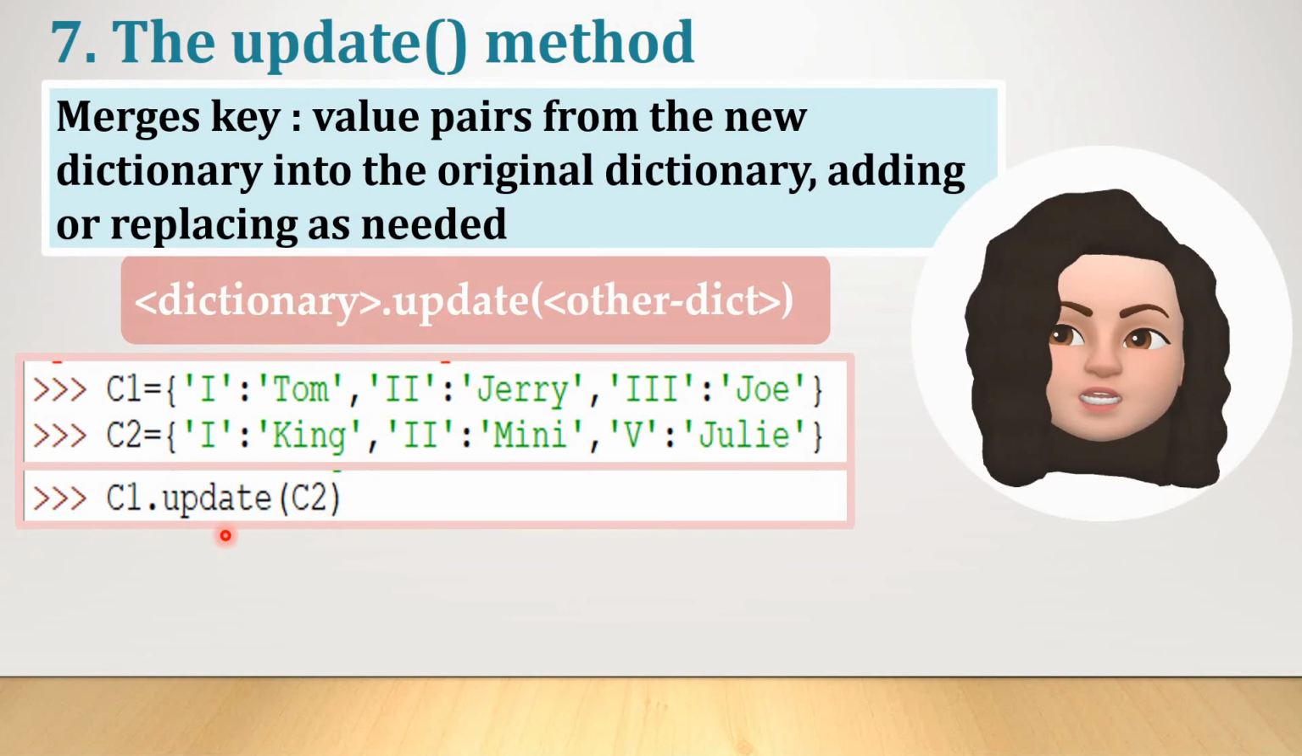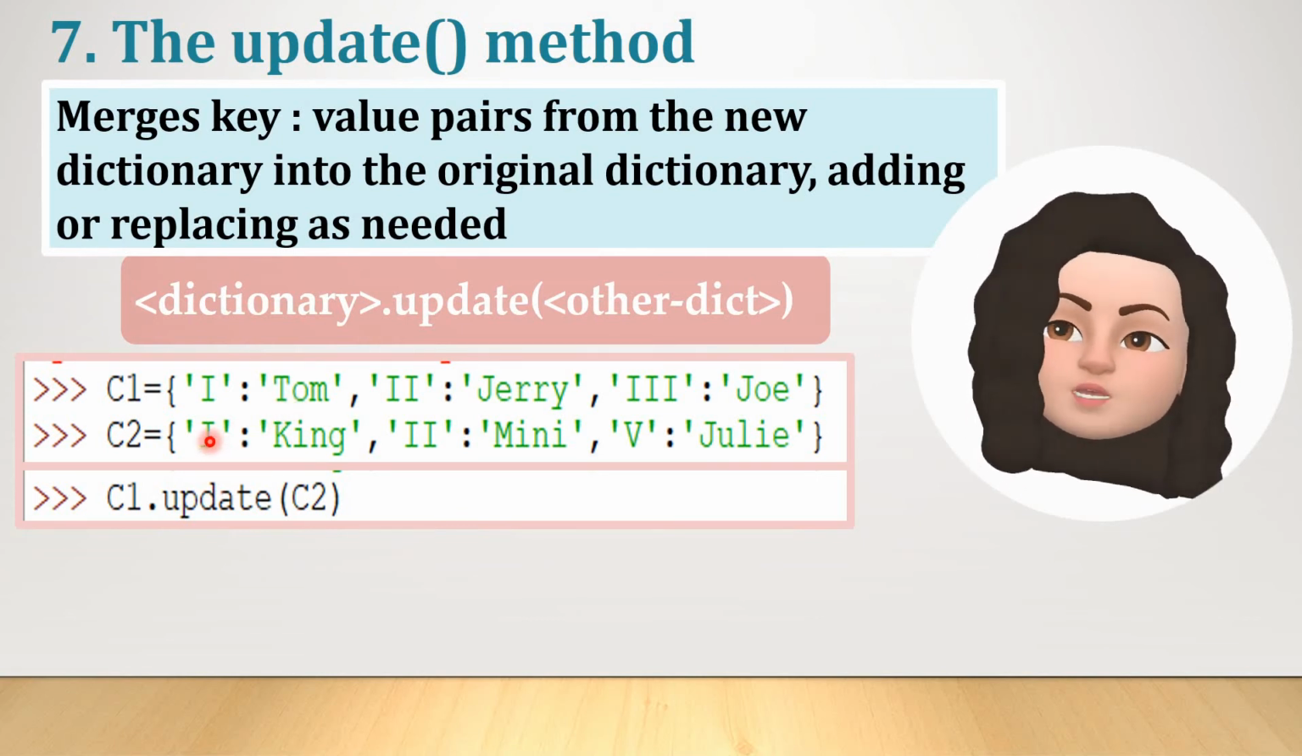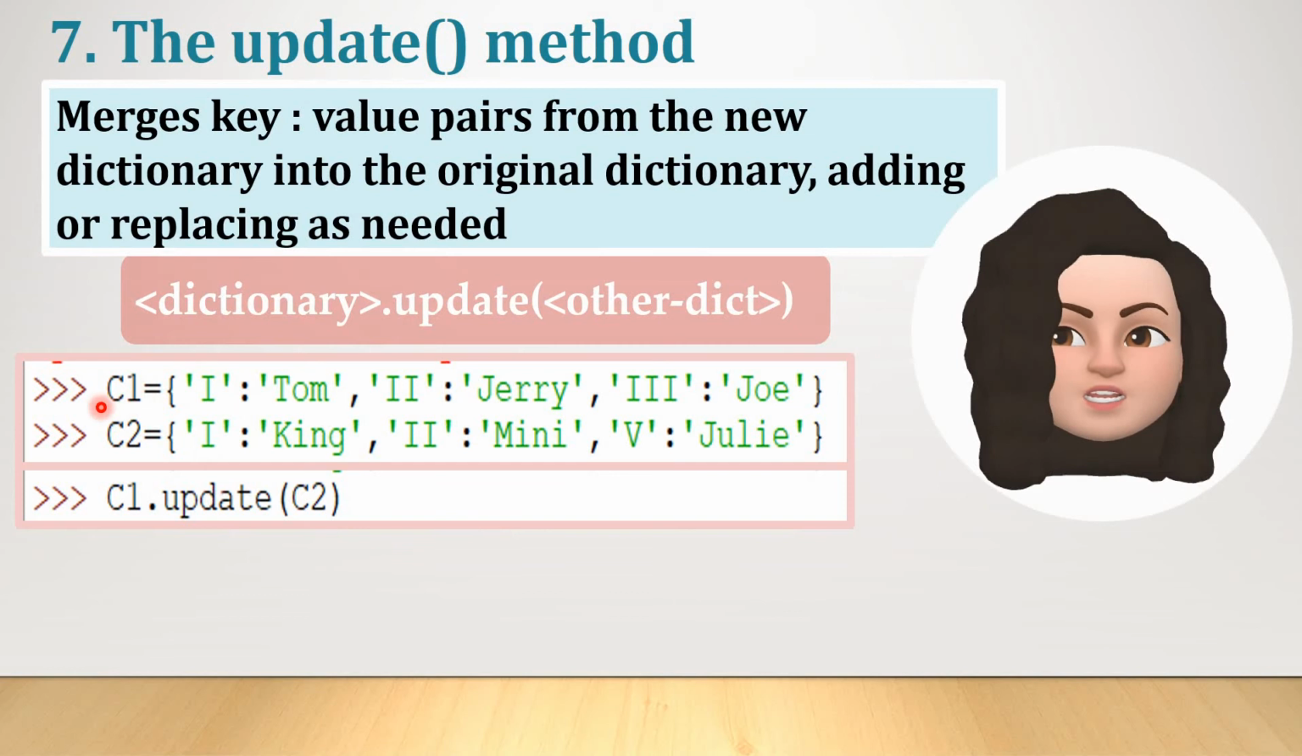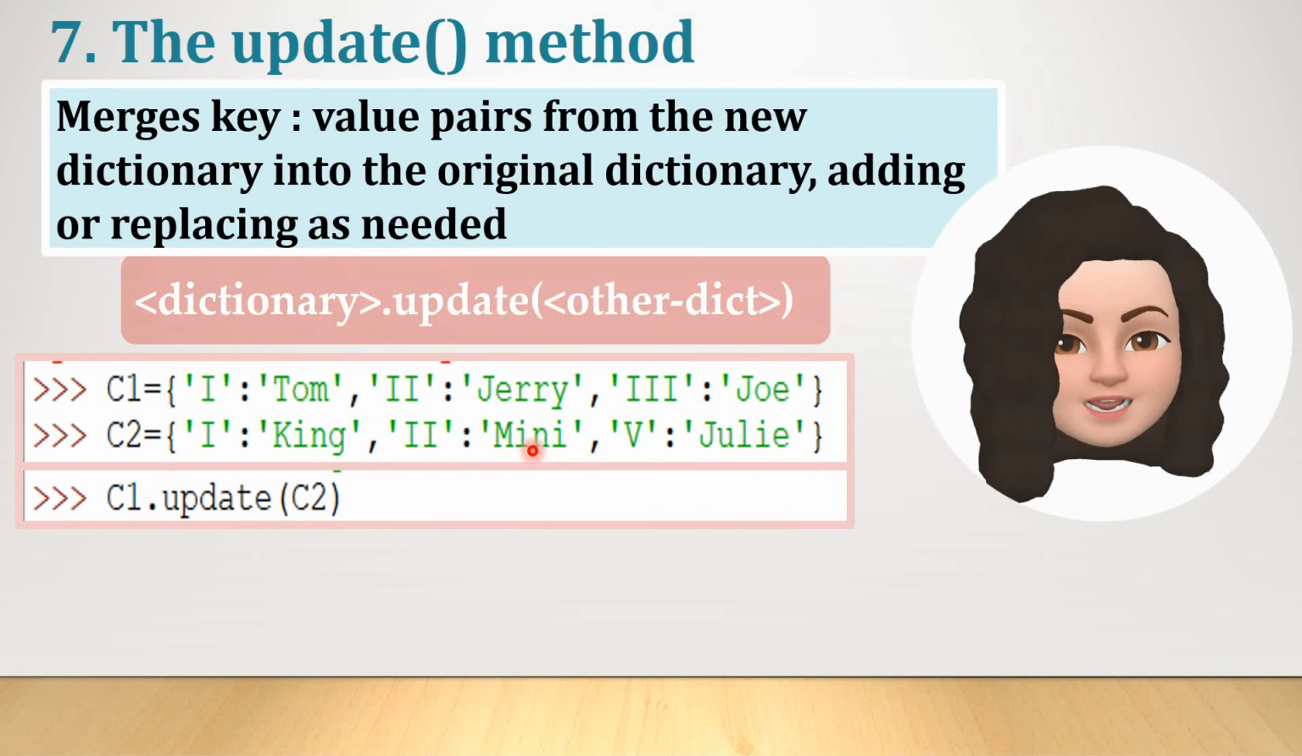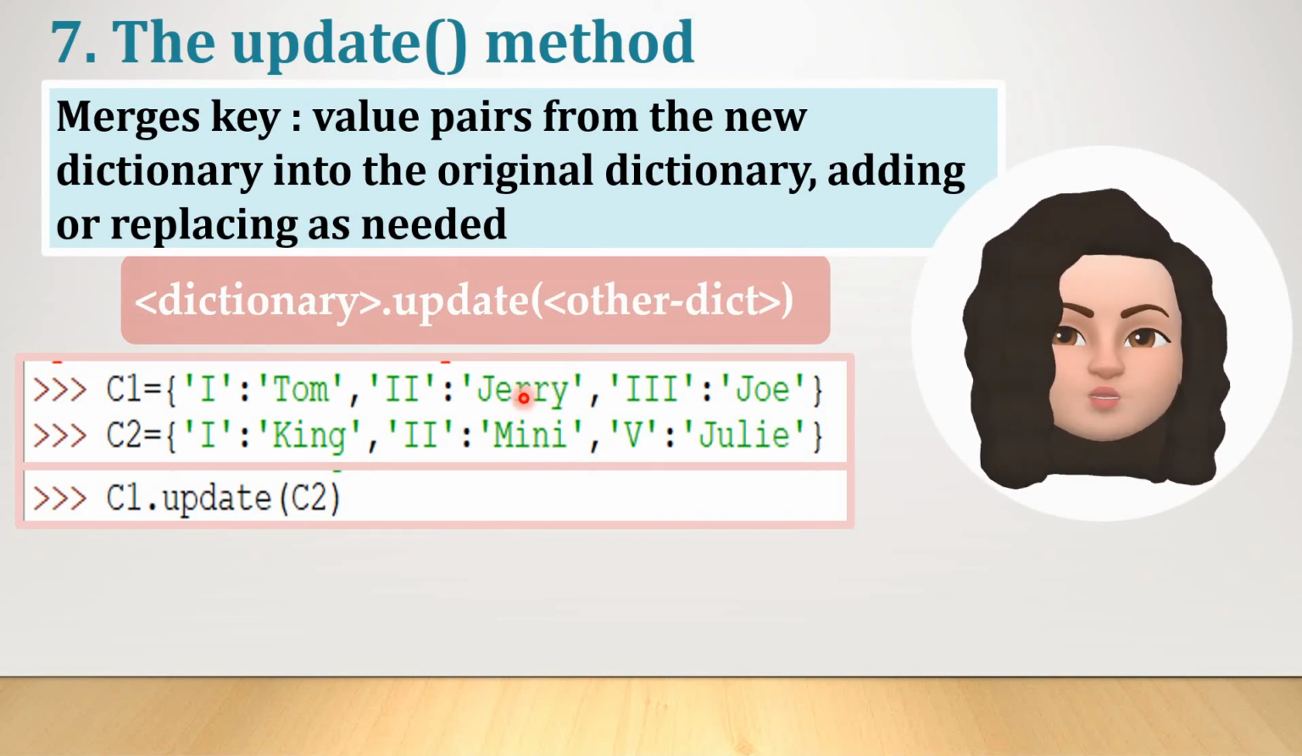Okay. Now let's see what is C1. You can see here in C1 we have the key 1, and in C2 we also have the key 1. So in which dictionary can we make changes? Only in the dictionary C1, right? So Tom will be replaced with the value King. Similarly, in the next key value pair, both the keys are the same. Hence, the value of the first dictionary will be replaced with the value of the second dictionary. That means Jerry will be replaced with Minnie.